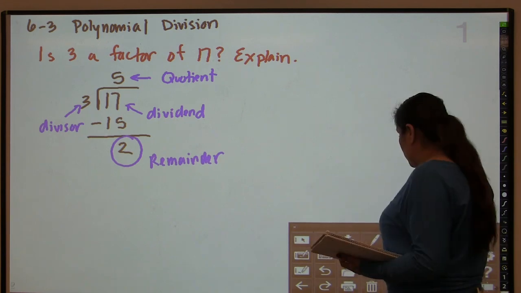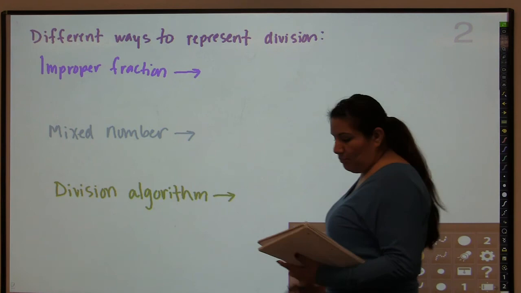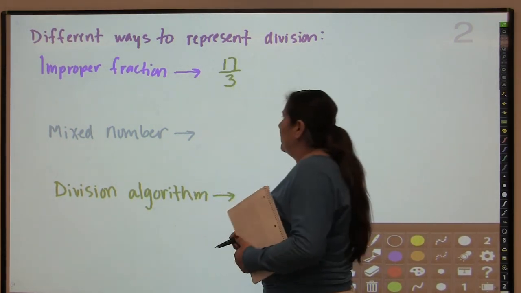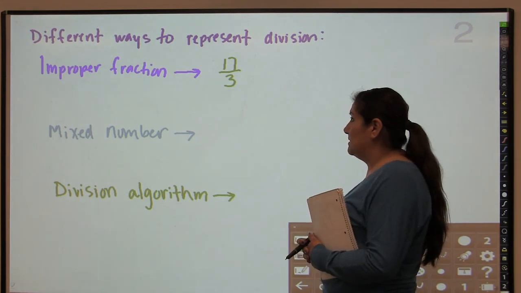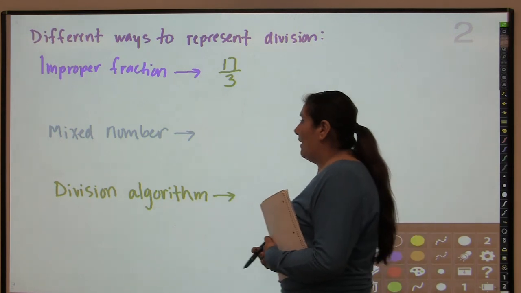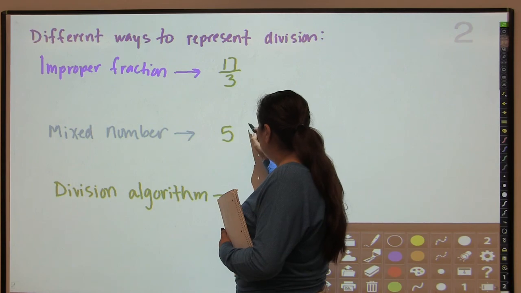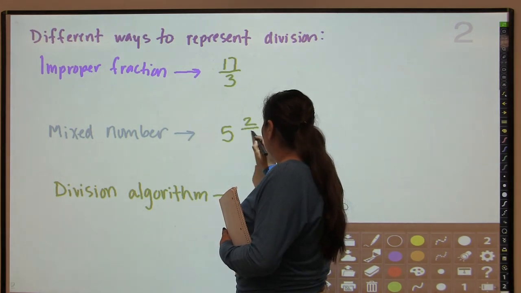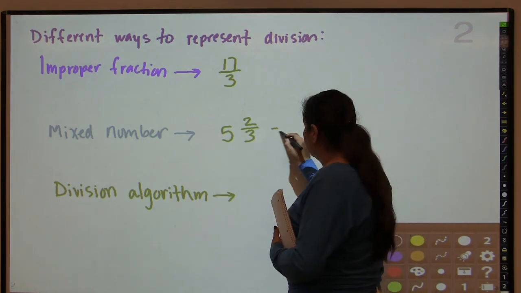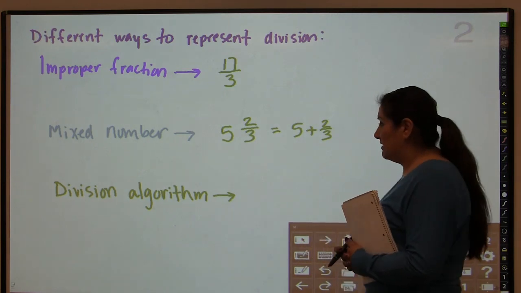I also want to go over a couple of different ways that we can represent division. There's what we call the improper fraction. You guys know what that means? Something like 17 over 3, we call that improper because the top is bigger than the bottom. And when you have an improper fraction, we write it as a mixed number. So you recall that it goes in 5 times evenly with a remainder of 2 over 3. That's a mixed number, 5 and 2/3. Literally means 5 and 2/3. 5 plus 2/3 is in fact 17/3.